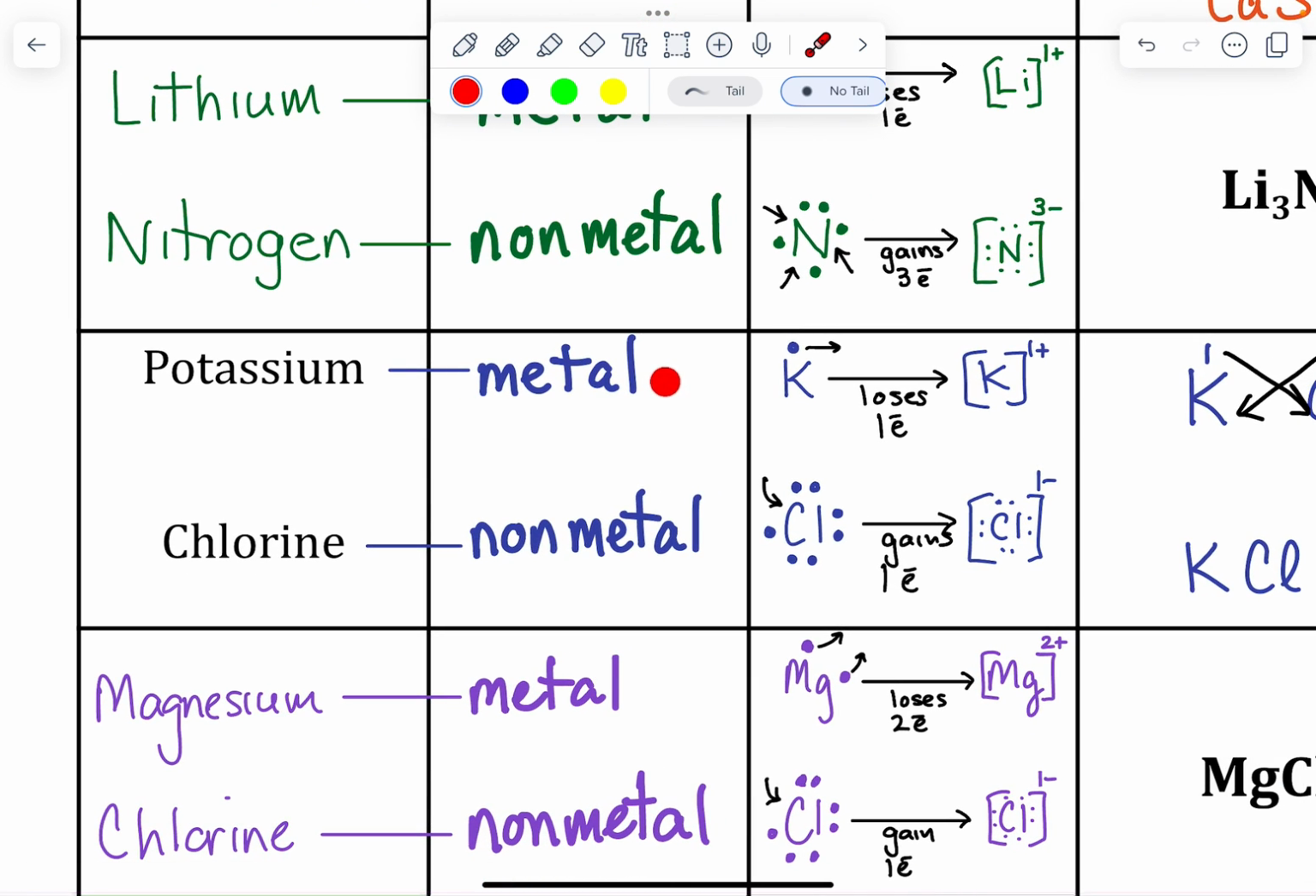Potassium and chlorine. Potassium's our metal, chlorine is our nonmetal. Potassium's in column 1, and it will lose 1 valence electron to gain a charge of +1. Chlorine is in column 7. It needs 1 more valence electron to become stable, so it will gain 1 electron, and it will have a charge of -1 as an ion.